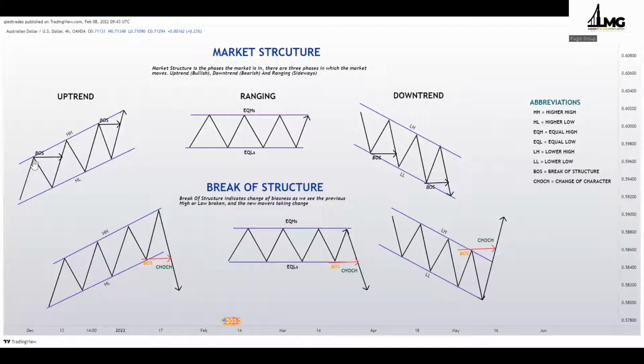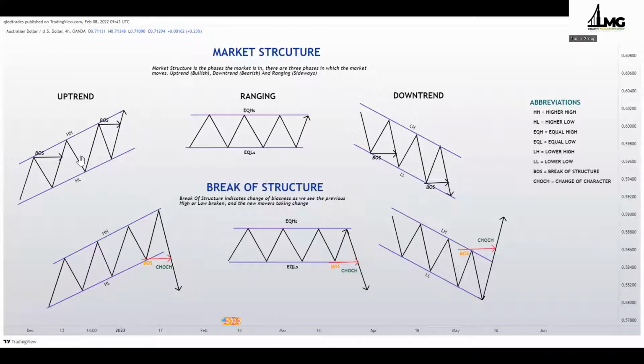It goes up, forms a high, comes down, leaves a low. It goes up and breaks past this high, comes down and leaves a low, and breaks past this high. So what you notice is that price is breaking highs, and then it's making lows that are higher than the previous low. So the characteristic of an uptrend is when price is forming highs that are higher than the previous high, and lows that are higher than the previous low.